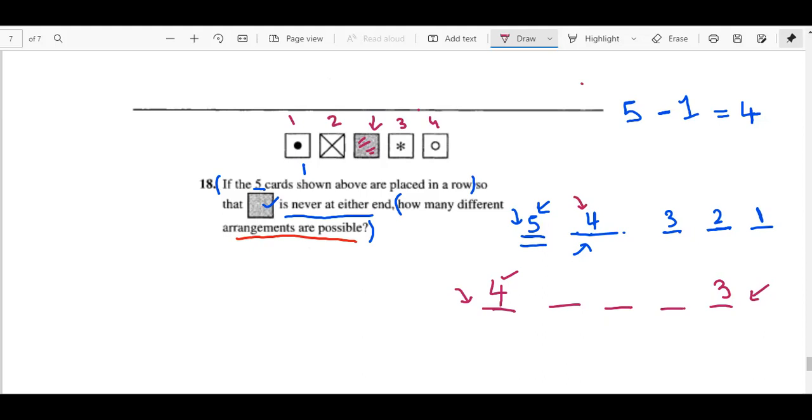I can write this way as well. I can write this way as well because I'm multiplying. Multiplication is commutative. My answer would be the same. But just like I know that I have 5 options initially and then I'll have 4 options because one option would be picked up, one option would be used, I am left with 3 options then. This is why I'm using 3, okay?